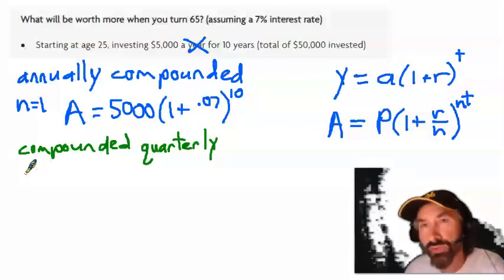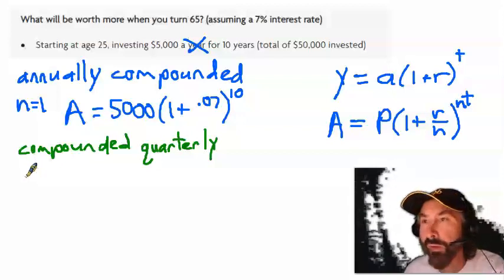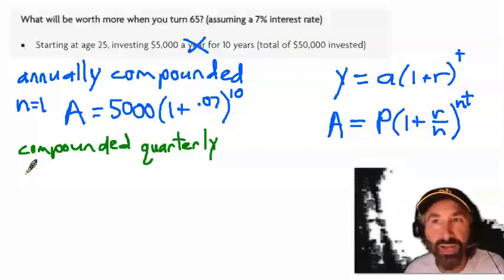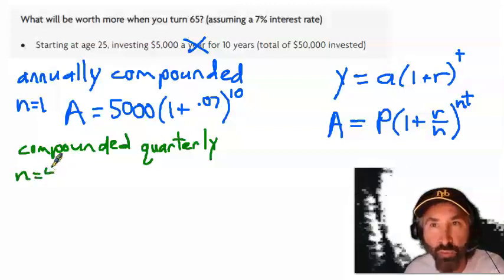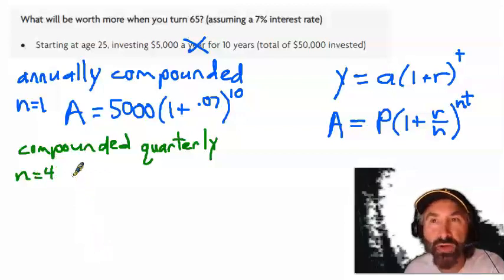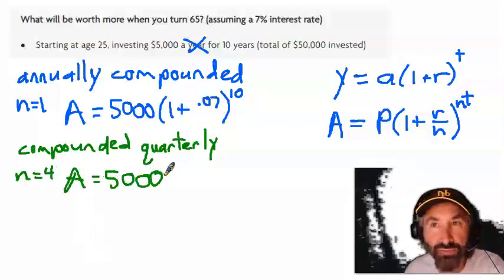So compounded quarterly, hope you can pause the video and try it yourself. Okay, I hope you paused it, and I hope you agree with me that compounded quarterly will be n equals 4. With that idea in mind, we should do something like A equals $5,000, the original amount.